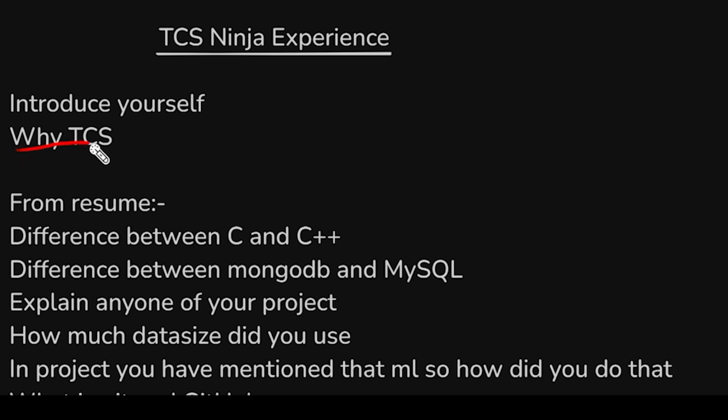Now, the next question is why TCS? Whenever your interviewer asks such questions like why do you want to join TCS, you have to convince your interviewer that TCS is your first priority because it provides learning opportunities and a supportive work environment. As a fresher, you will get the right platform where you can build your career and grow professionally. So this is how you can explain it.